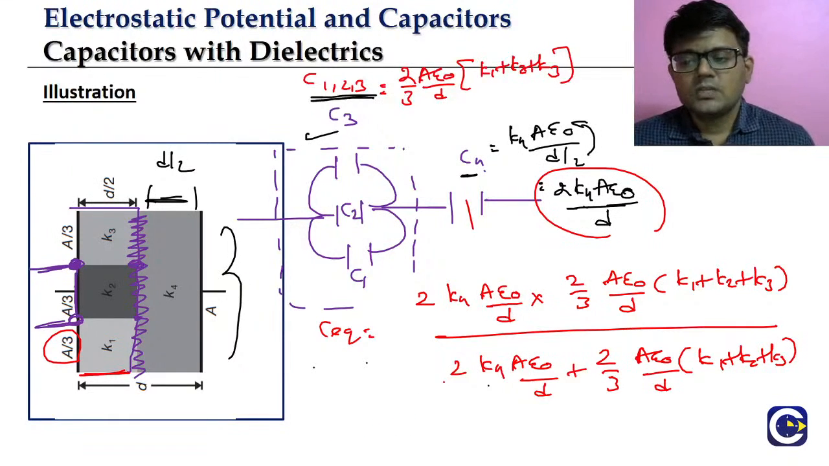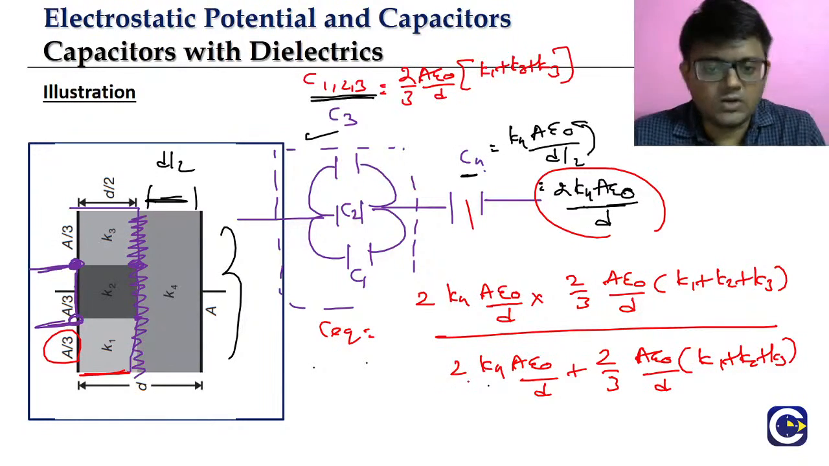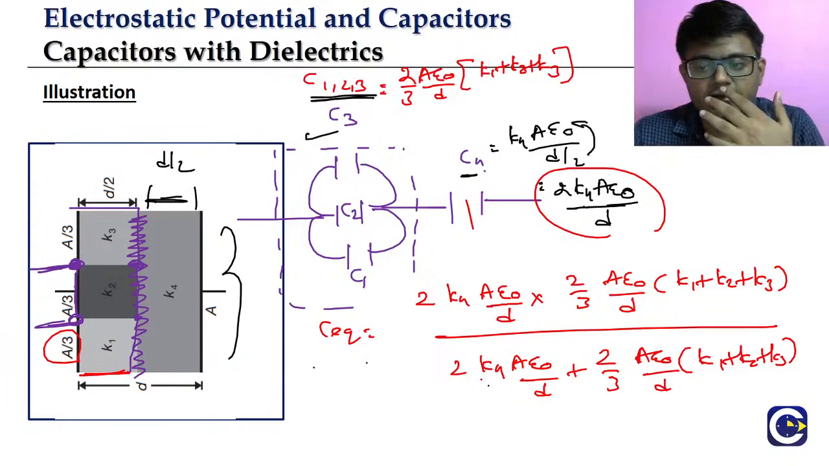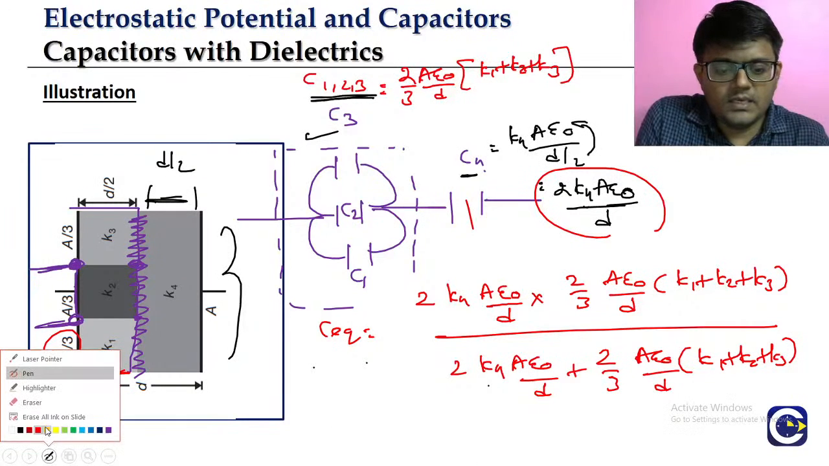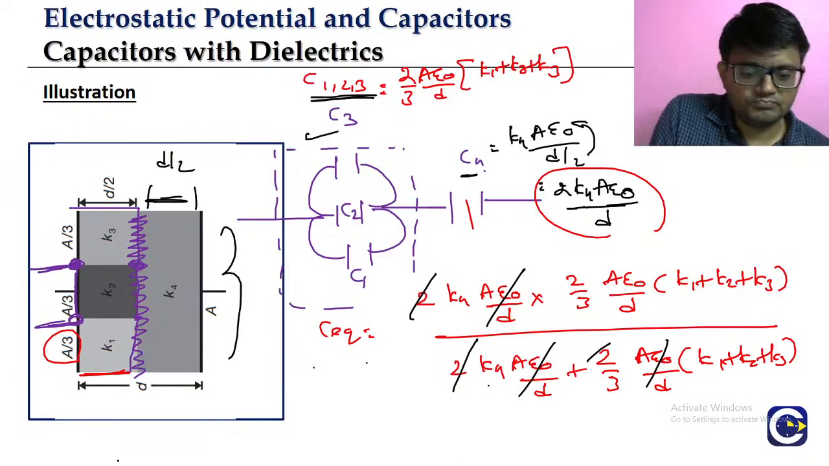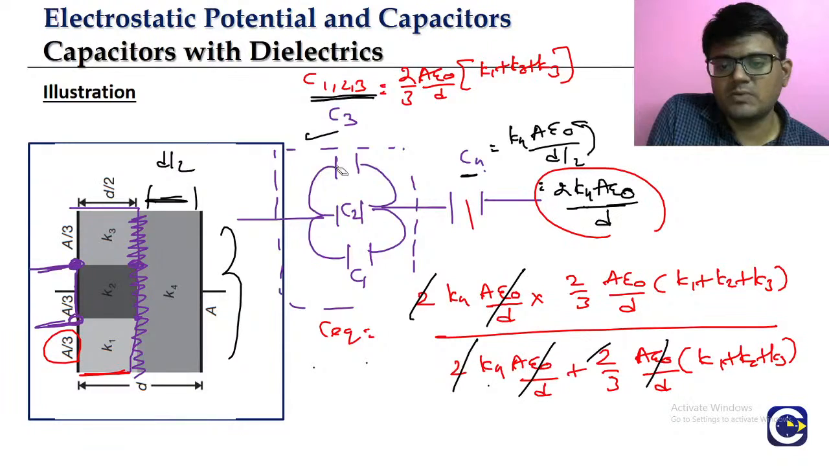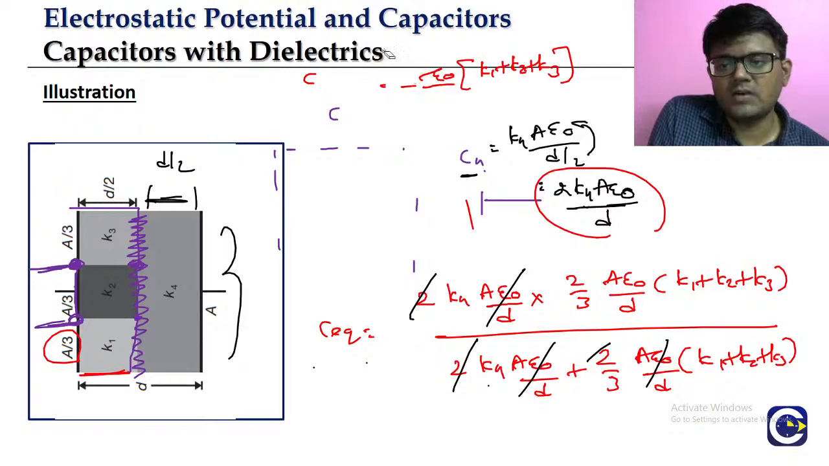Okay? From this we have to find out the effective dielectric constant. Now look, the numerator and denominator we can cancel. What can we cancel? We can cancel 2A epsilon by D. After cancelling, what will be the remaining thing? That's all. After this, we just have to do the simplification. We just have to keep on simplifying, that's all.